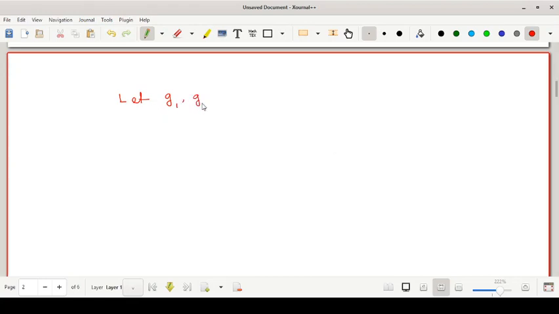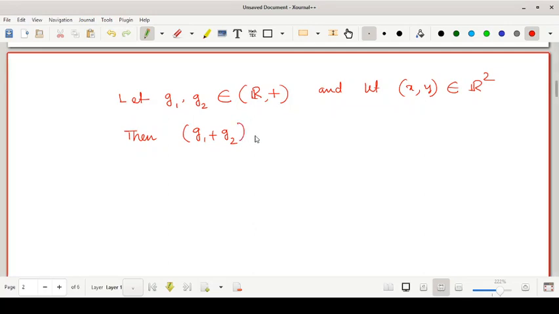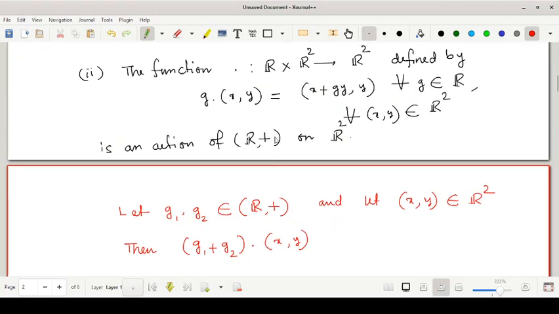Let us choose two elements g1 and g2 from R plus, and let us choose an arbitrary element (x, y) from R2. Then (g1 plus g2) acting on this ordered pair (x, y), by definition, what will it be? You see the definition. The definition says g acting on (x, y) equals (x plus gy, y).